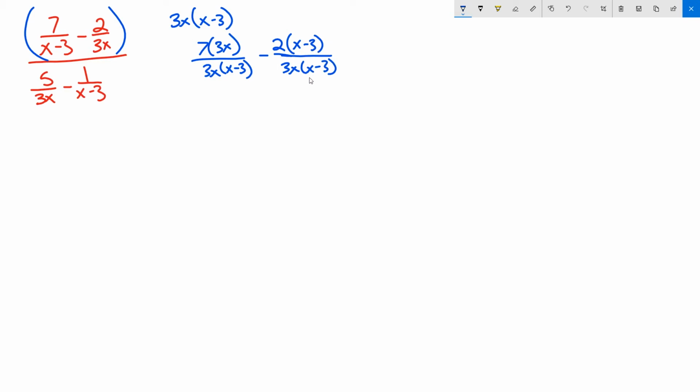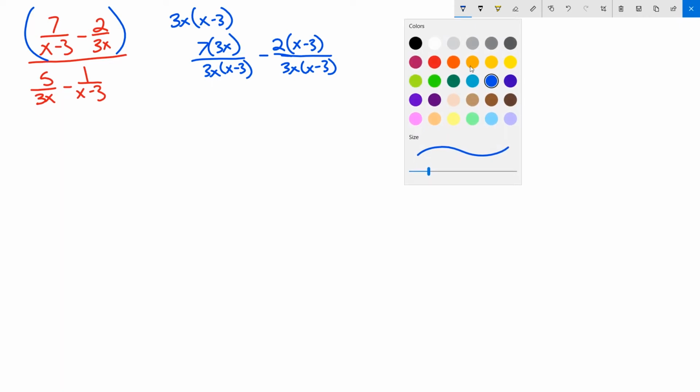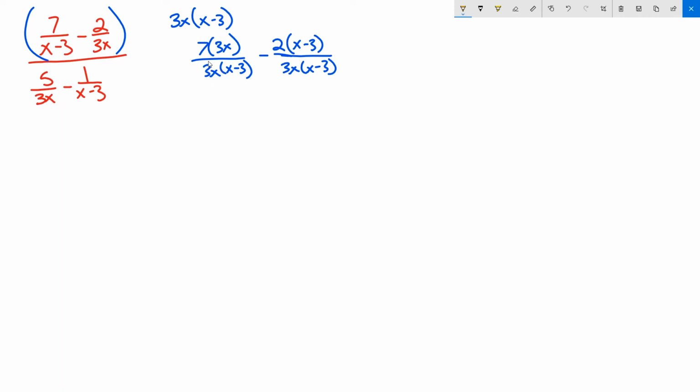Now we just need to distribute everything out and simplify from there. Pretty easy peasy. So 7 times 3 is 21x. Alright. And then let's look at this one first. So 21x minus 2x, and then a positive 6. Now, a lot of students get tripped up here as well.